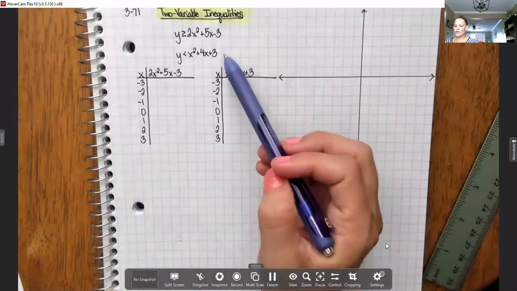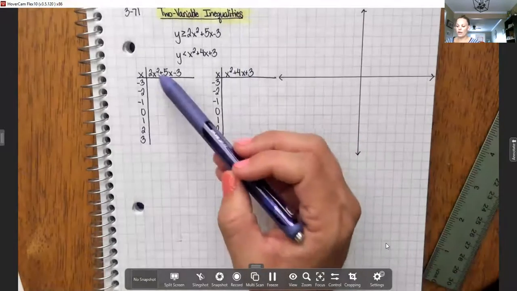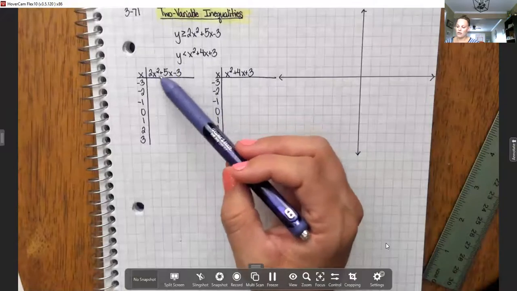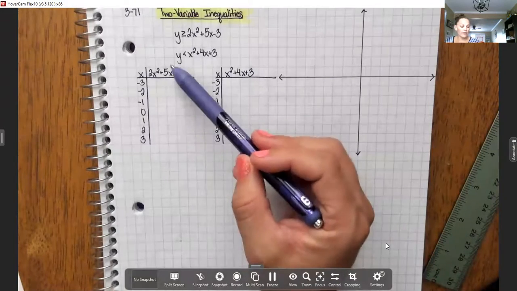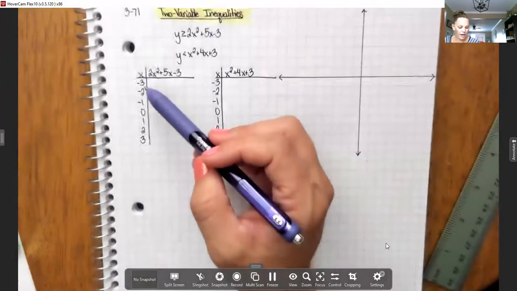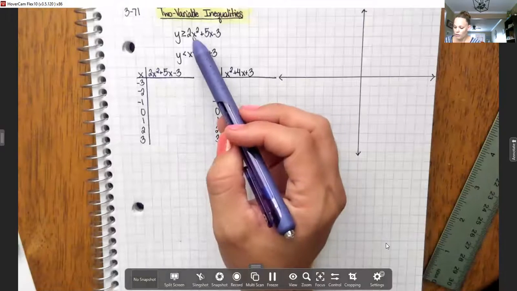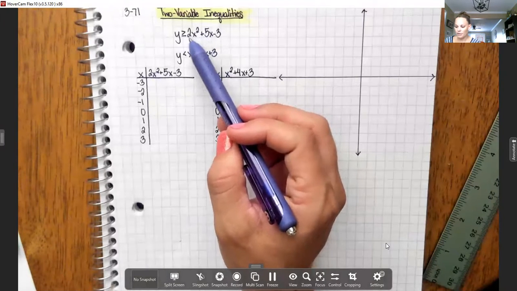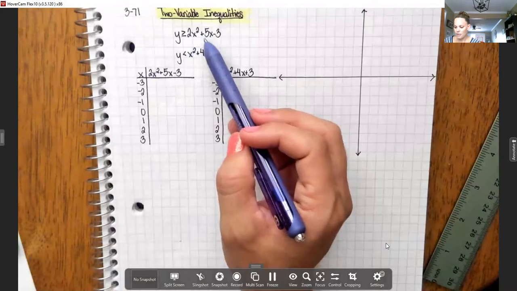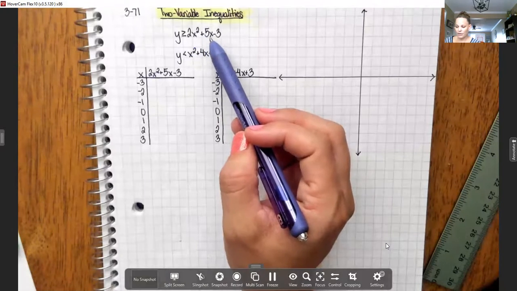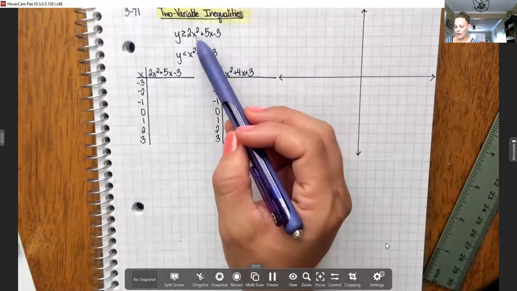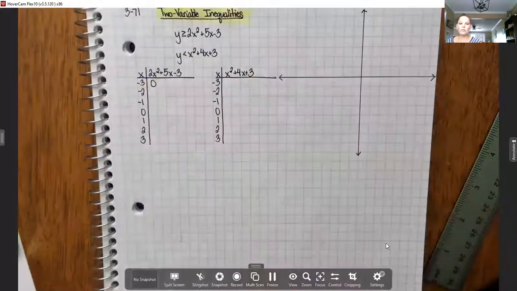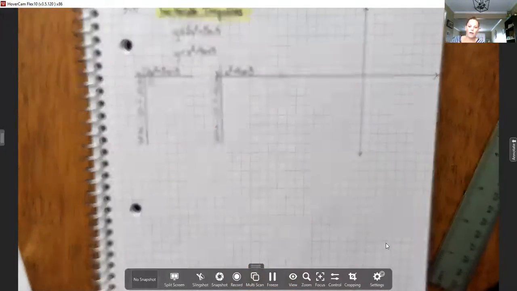So when you're graphing two variable inequalities, again, I'd make a table, the x column you fill in, and then you plug into whatever it is here. So if I plug in -3, remember order of operations, -3 squared would be 9 times 2 is 18, minus 5 times -3 is 15, so 18 minus 15 minus 3, I get 0. And you're welcome to plug them into your calculator.